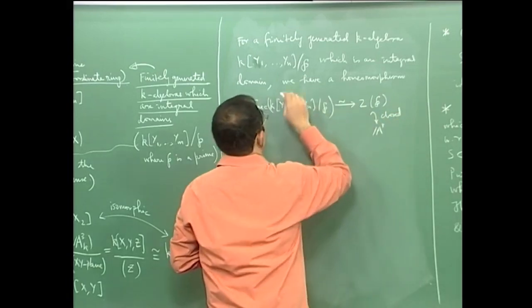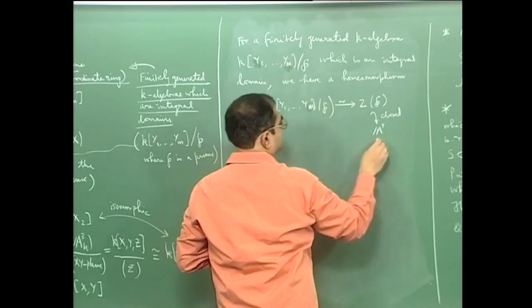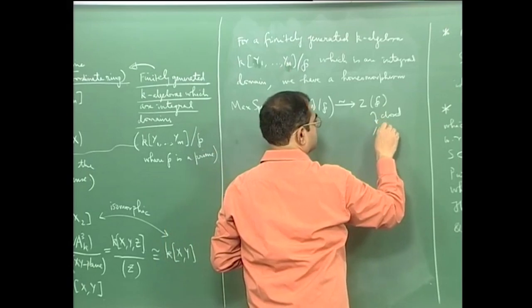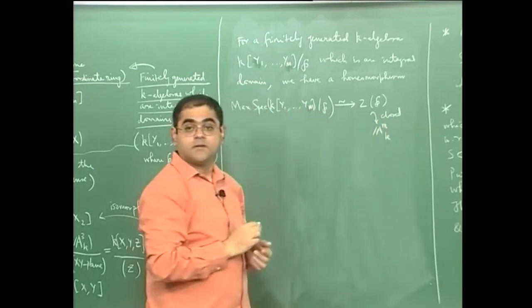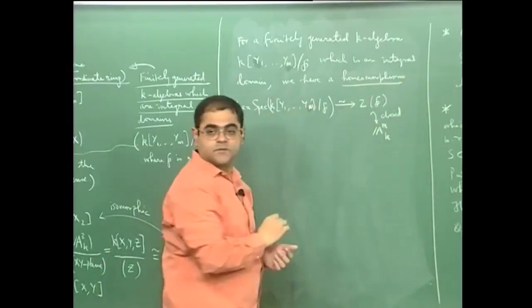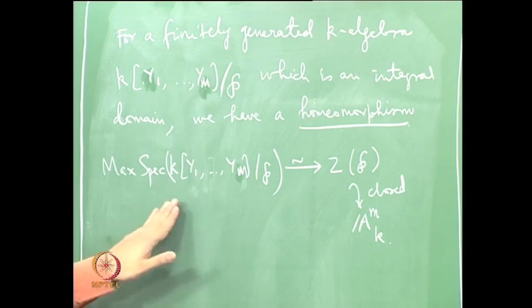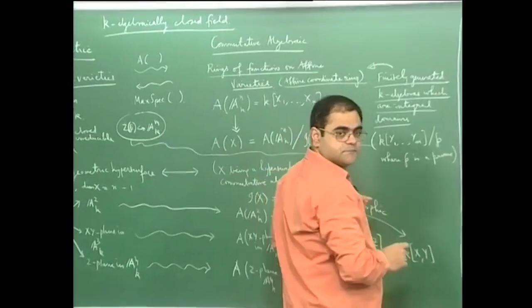So maybe let me use m here, let me also put m here, A^m(k), okay. So the point is that it's a homeomorphism, okay. And how does one see it? Let me try to explain that. So this is exactly how you go from here to here, okay.